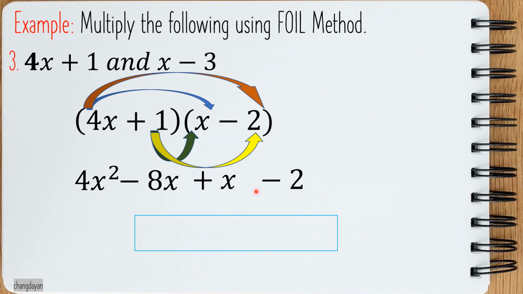negative 2. This time, you will combine like terms. Just copy 4x squared. Then, negative 8x plus x is negative 7x. Then, just copy negative 2 here. Therefore, the product of 4x plus 1 and x minus 3 is equal to 4x squared minus 7x minus 2.